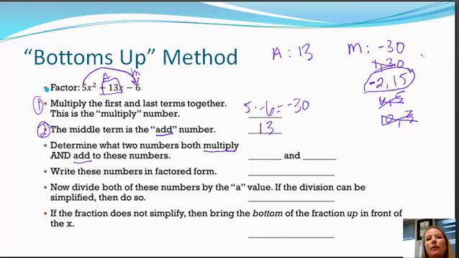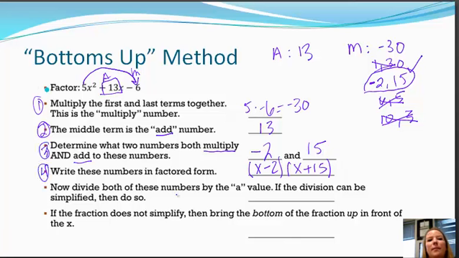So our two factors that multiply to get a negative 30 and add to get a positive 13 are negative 2 and 15. So we're going to write those right here. Negative 2, 15. Okay, so to write those in factored form, remember we're thinking in terms of binomials. It should look like a binomial. So we're going to write x minus 2 and x plus 15.